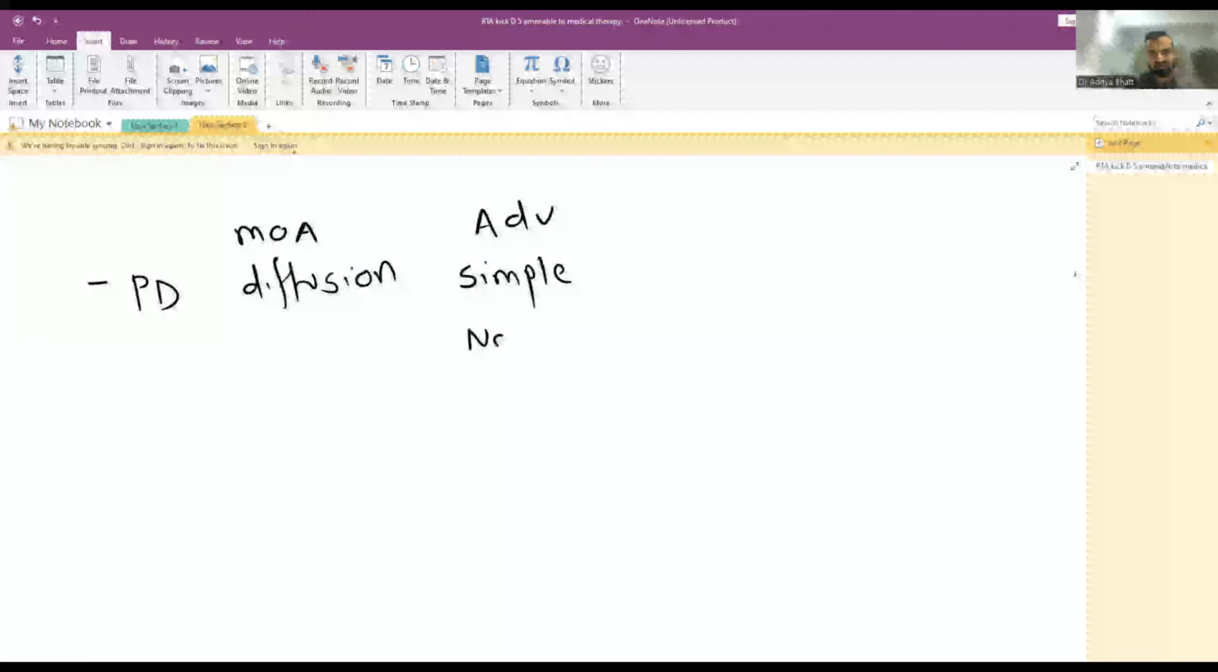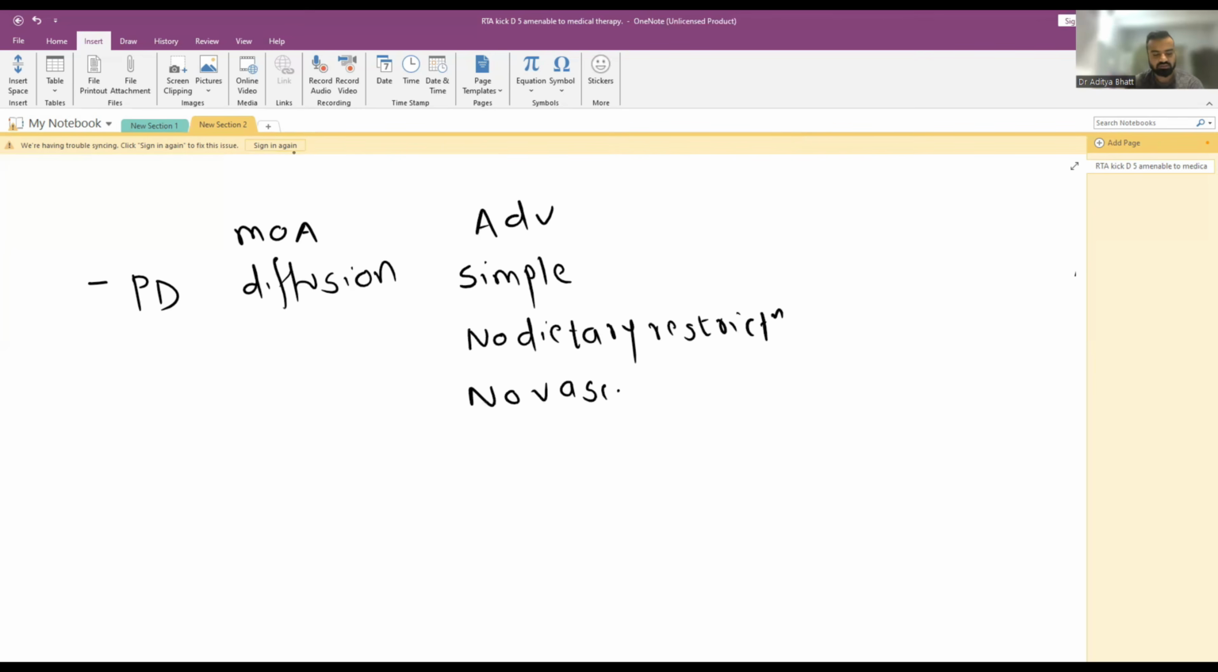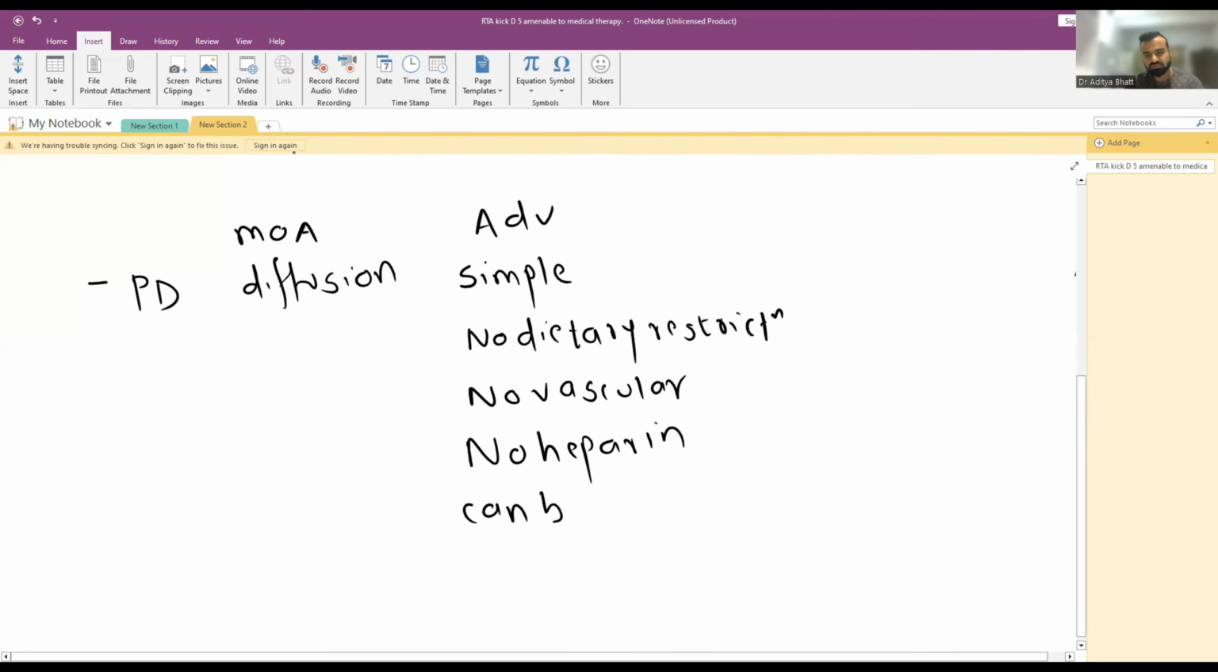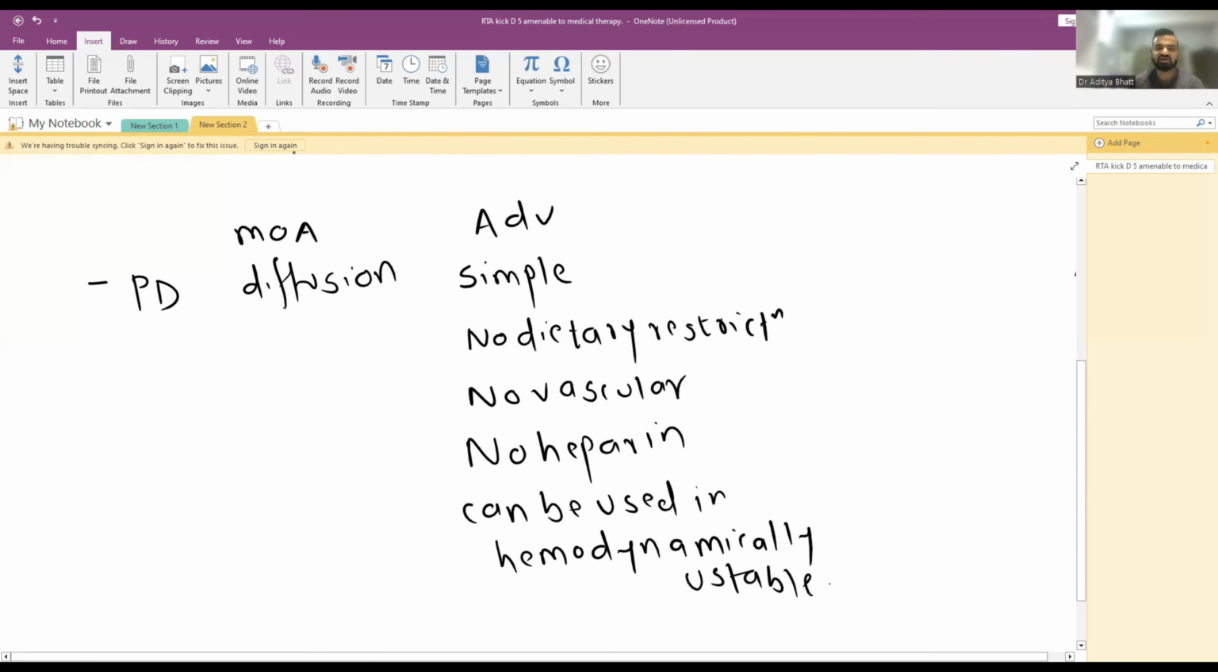There are no dietary restrictions; you just have to avoid the toxin source, but technically there are no dietary restrictions in these patients. No vascular access is required. No heparin is to be given to the patient, and it can be used in a hemodynamically unstable patient. If the BP is low, in a hemodynamically unstable patient, you can use this therapy. So this is the advantage of peritoneal dialysis.